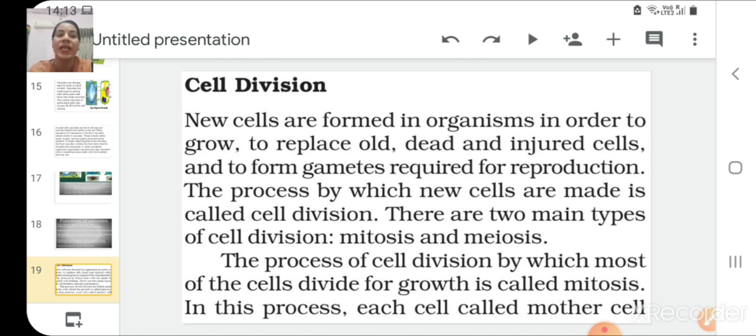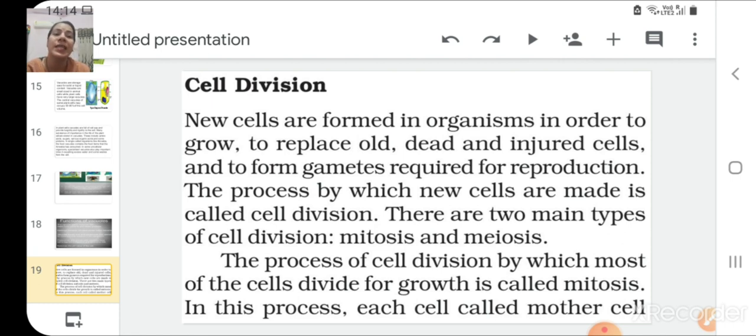The process of cell division by which most of the cells divide for growth is called mitosis. This means mitosis takes place in somatic cells. Somatic cells are the cells which are not related to the reproductive system or to your germ cells. So for growth and development in cells, this mitosis cell division is responsible.